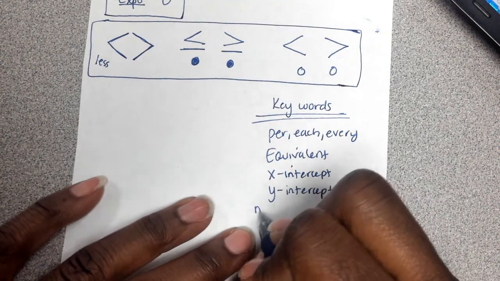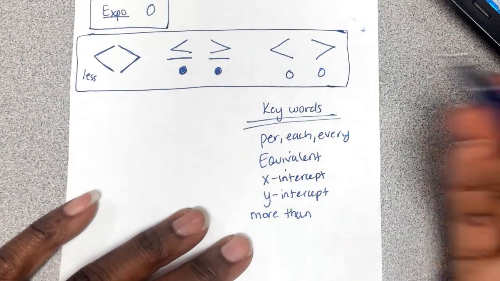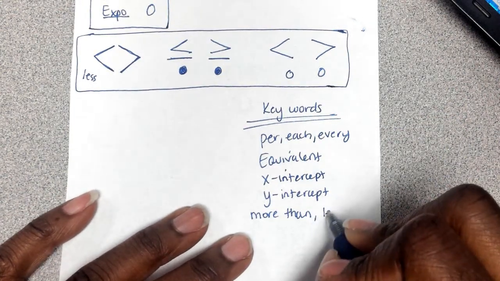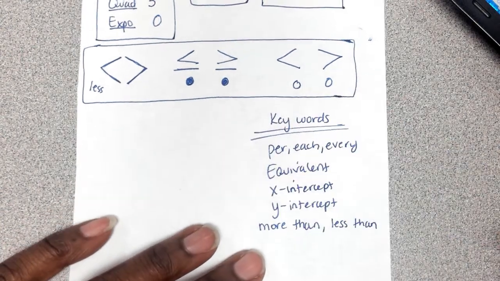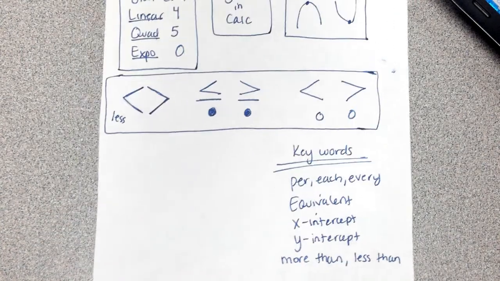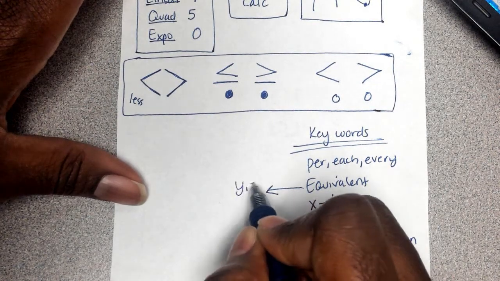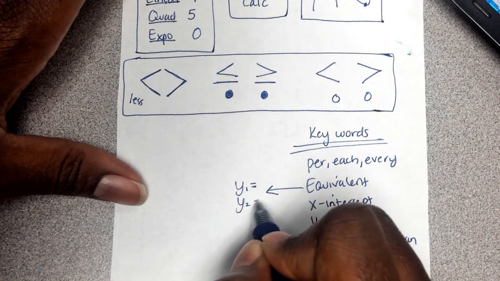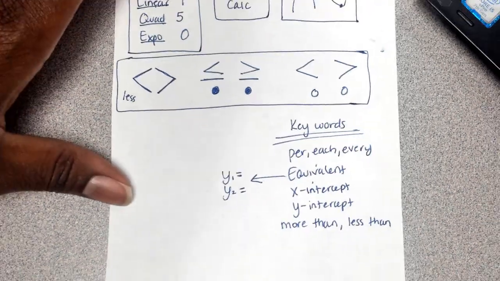Also, some other students said if they see the words more than, they're going to highlight it and match it up with their inequality. Or if they see less than, they would highlight it and match it up with their inequality. If you do see the word equivalent equation, that means you probably use your y1 and your y2 to see if the two equations are equivalent.